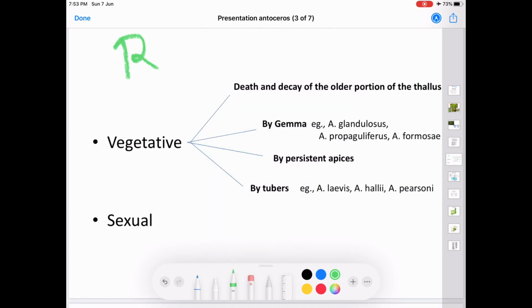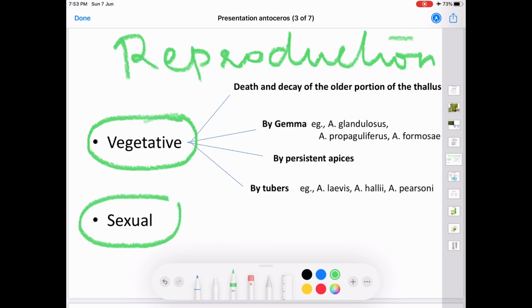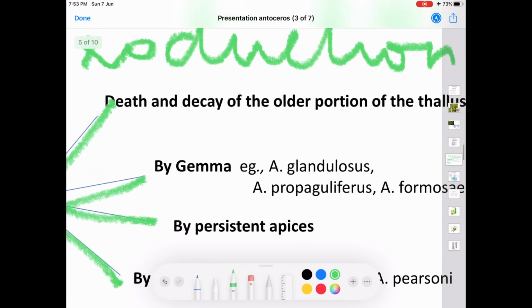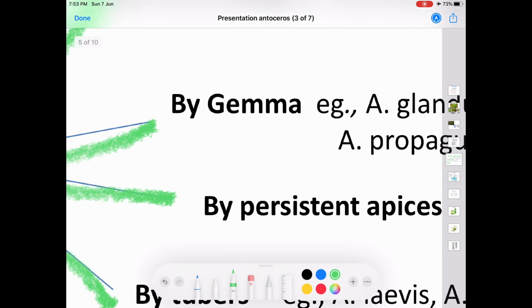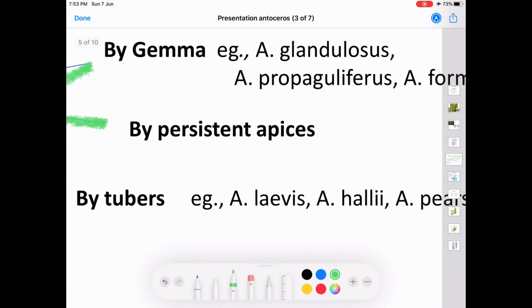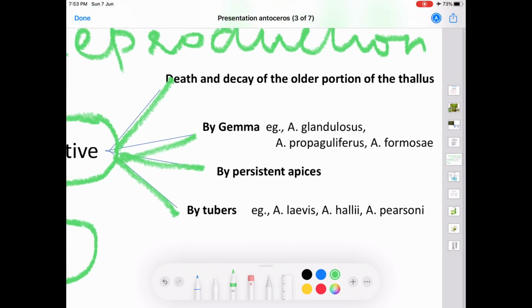Now the reproduction in Anthoceros. The reproduction in Anthoceros takes place through two methods. First, vegetative reproduction, and second, sexual reproduction. Vegetative reproduction takes place through four different methods. They are death and decay of the older portion of the thallus, second, gemma formation, third, persistent apices, and fourth, tubers. Thus, there are four different types of vegetative reproduction in Anthoceros.